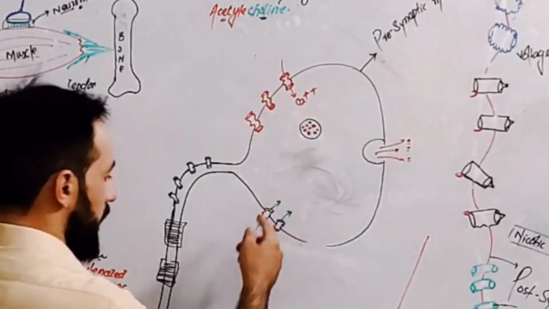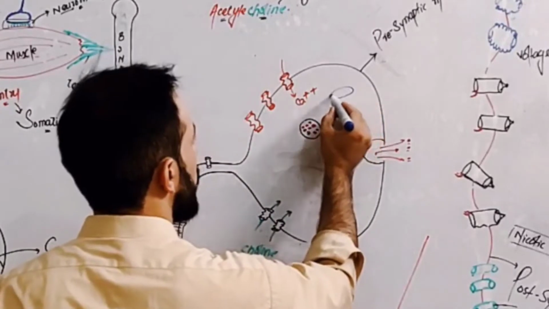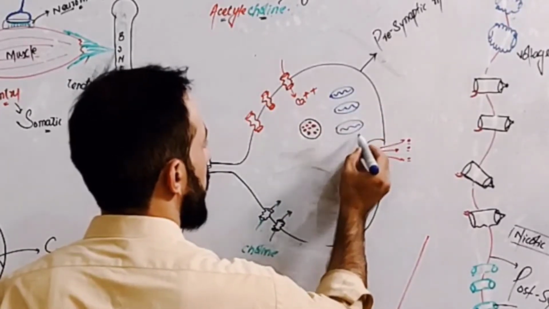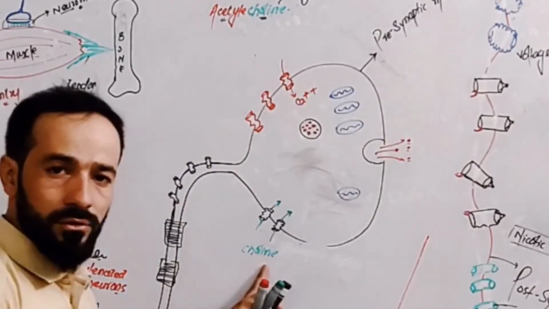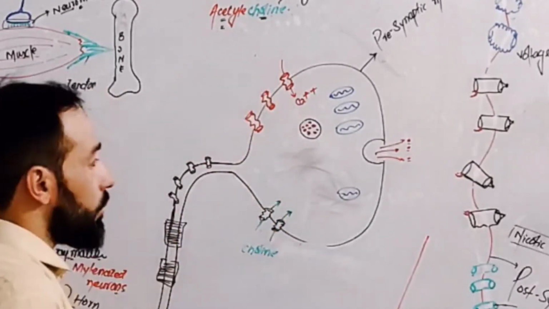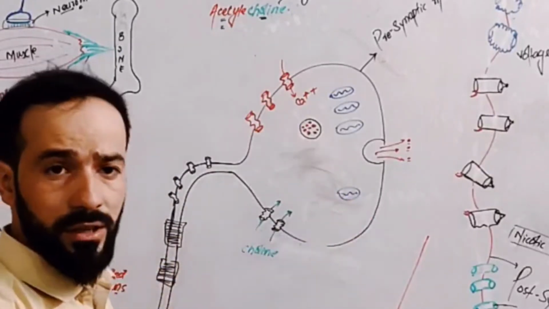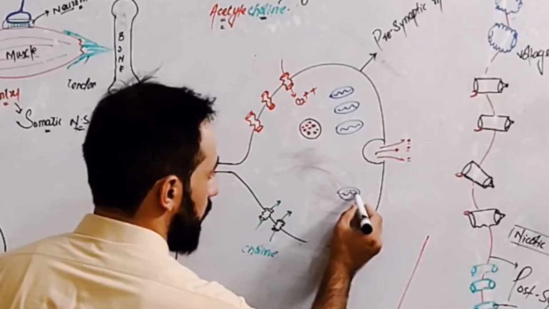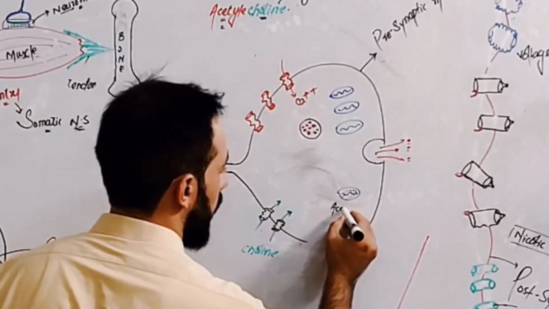So when choline enters, and we know that inside this nerve ending lots of mitochondria are present. Now look, when choline comes, you know acetylcholine is made up of two components. Choline is taken in food and acetyl comes from the mitochondria inside the nerve ending. Now in this mitochondria, a component is found which is called acetyl-CoA.